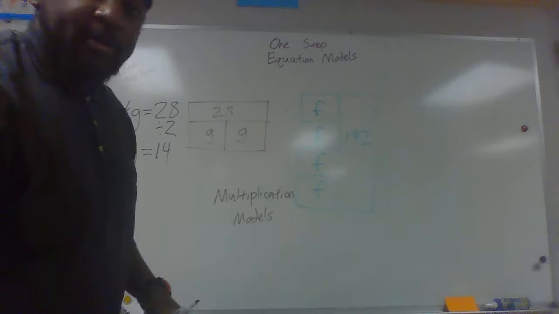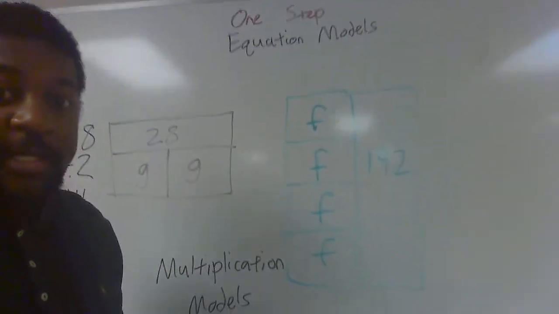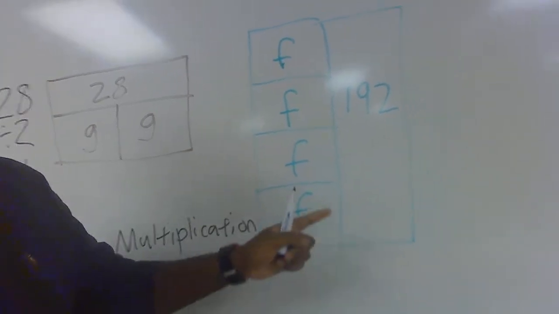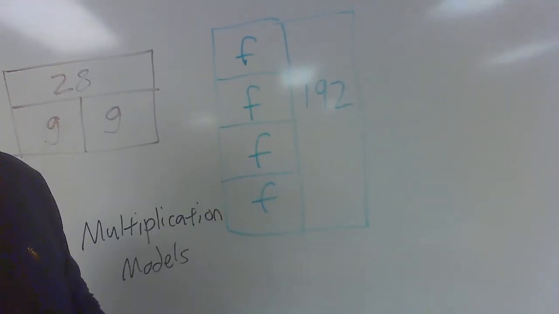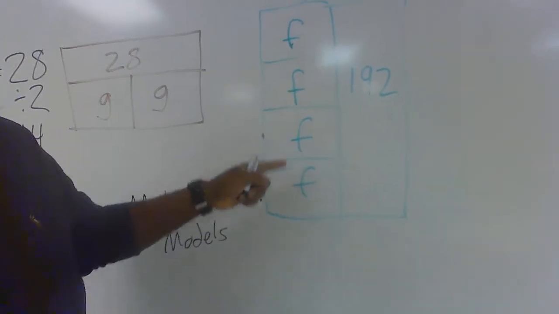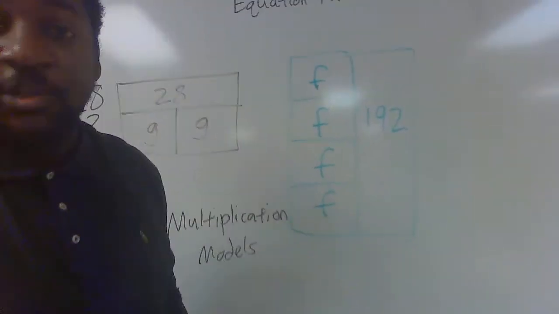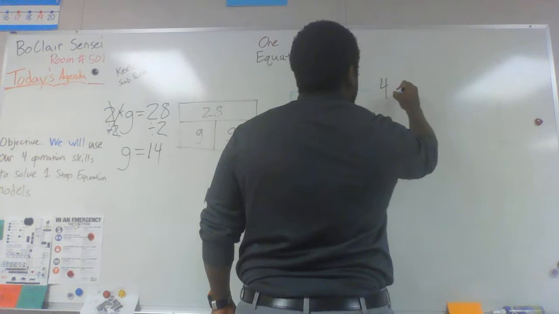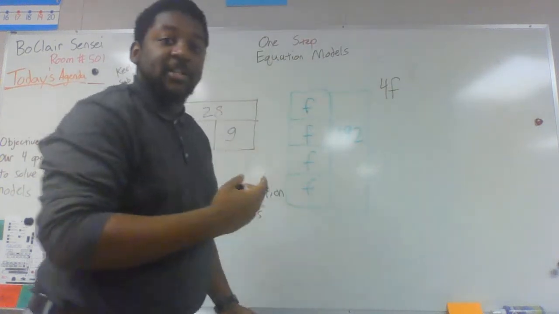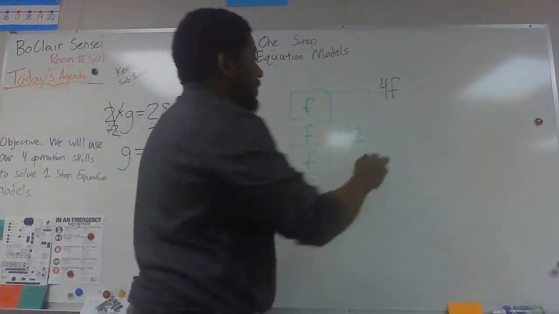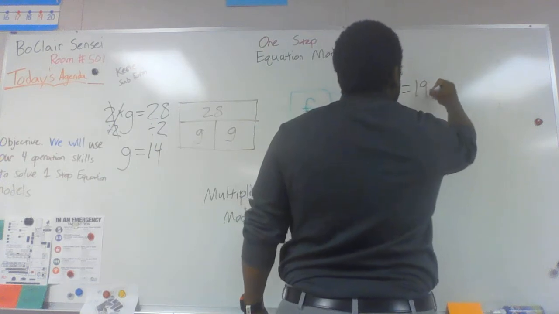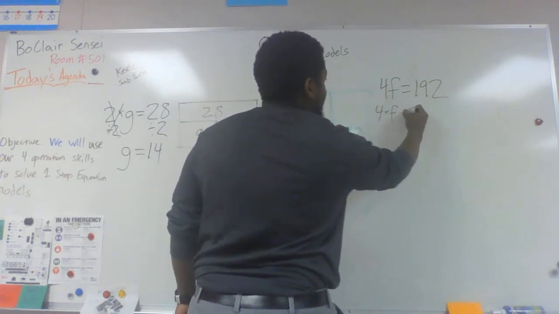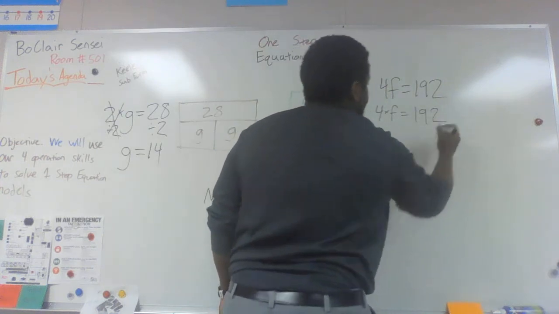So looking at my second model here, this one's a little bit harder to see because it's in green, but if you look, I actually have 1, 2, 3, 4 f's that cover the same distance as 192. 4 f's equals 192. So a couple ways you can write that. You can write it as 4f, because like we learned before, that actually does mean 4 times f equals 192, or you can write it out as 4 times f equals 192.